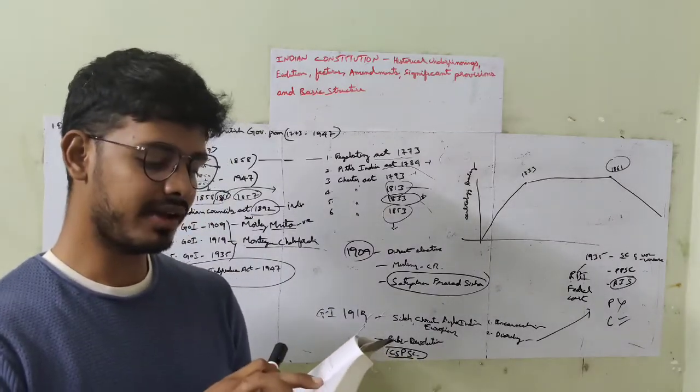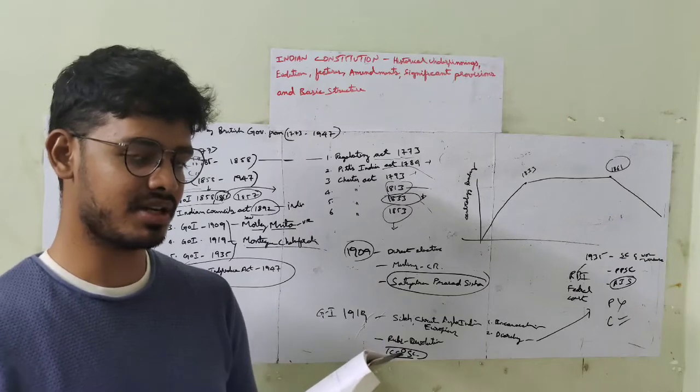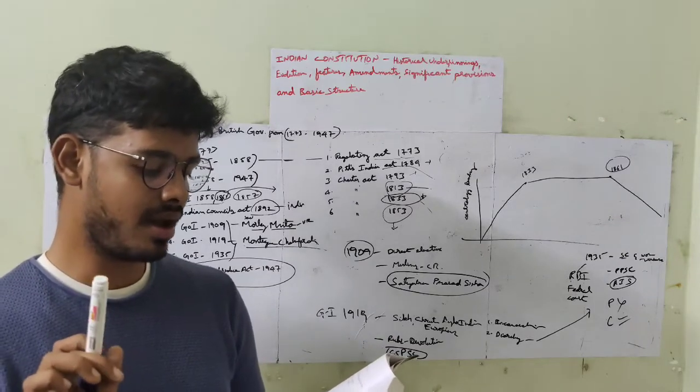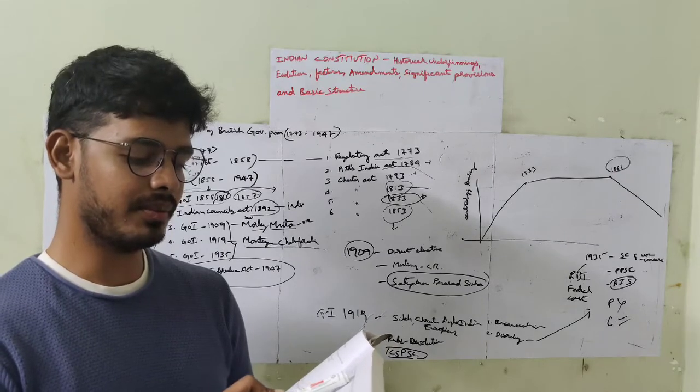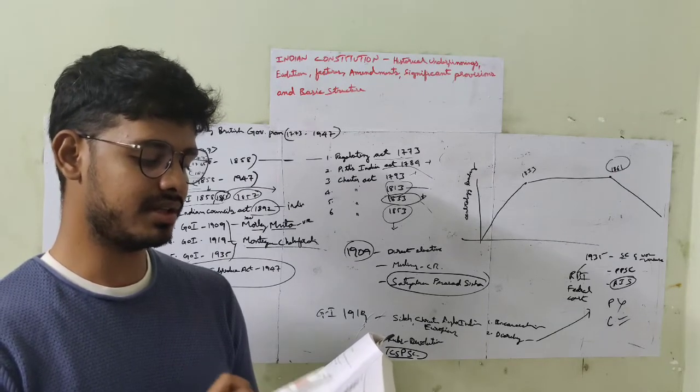Which one of the following acts laid the foundation of the British administration in India? Government of India Act 1773, 1784, or 1861 and 1892.